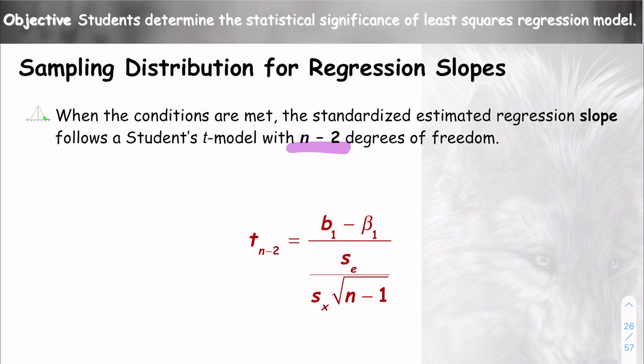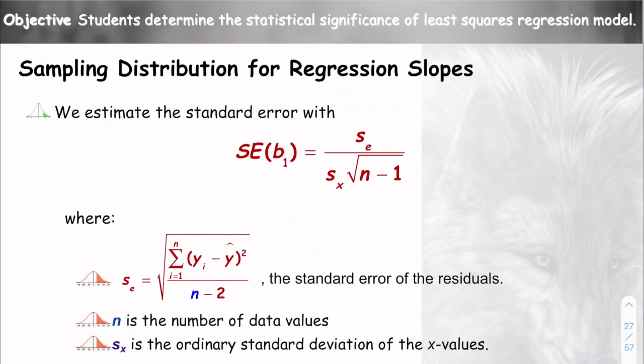So t sub n minus 2 would be our observed slope minus our predicted slope, or our model, divided by our standard error. And this formula is the same from situation to situation to situation. It's just the values that we plug in that are different.